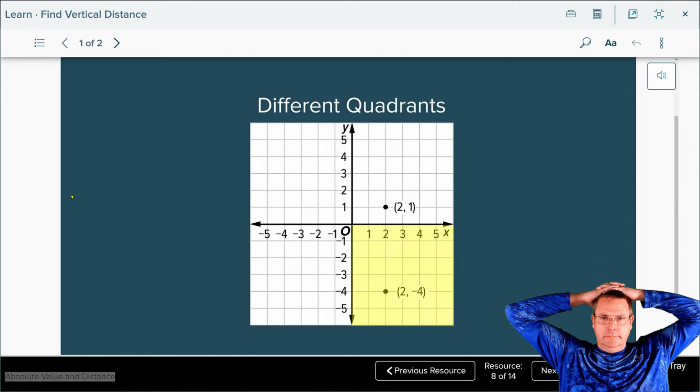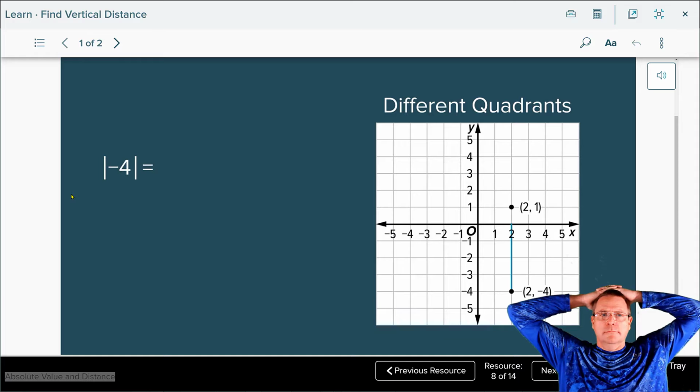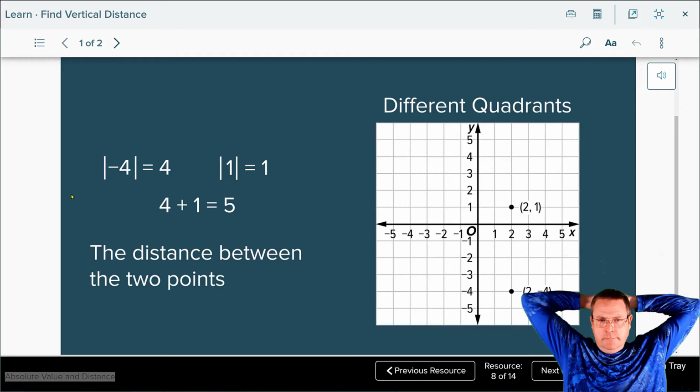When 2 points are in different quadrants, and they have the same x-coordinate value, use the absolute value of the y-coordinates to find the distance between the 2 points. The absolute value of each y-coordinate will give the distance from the point to the x-axis. The absolute value of negative 4 is 4, and the absolute value of 1 is 1. Add the absolute values of the y-coordinates to find the distance. 4 plus 1 equals 5. So the distance between the 2 points is 5 units.